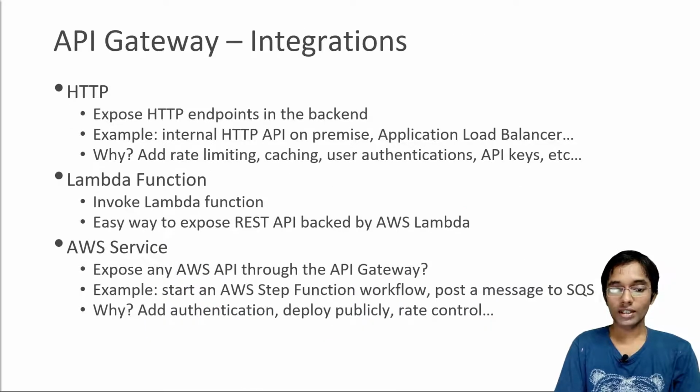for the integrations, we have multiple types of integration. HTTP type integration, in case you have an HTTP endpoint exposed in your backend. For example, you have an internal HTTP API on premise, or you have an application load balancer and you want to add an API Gateway in front of it. So actually, why would you even do this? Why would you put an API Gateway on top of an HTTP API? Why would you do such things?